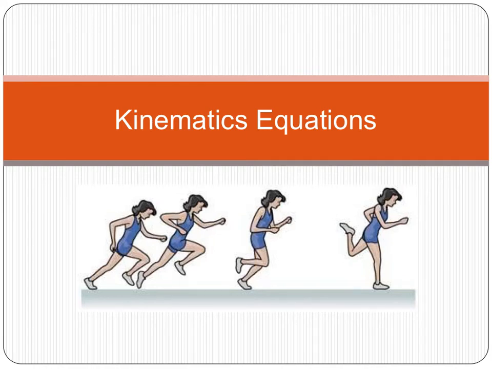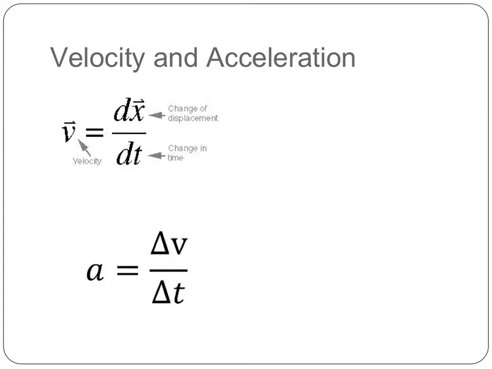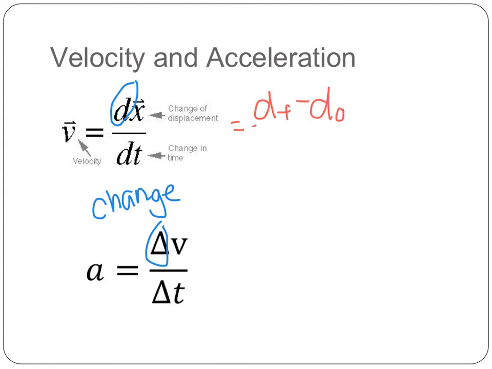Today we'll be talking about our kinematics equations in the horizontal direction. As a reminder, here are our velocity and acceleration equations. Remember, this D and this triangle mean the change of something. You will see that very frequently in science and math classes. For velocity, we have our change in displacement over change in time. We can also look at that as our final distance minus our initial distance over our time.